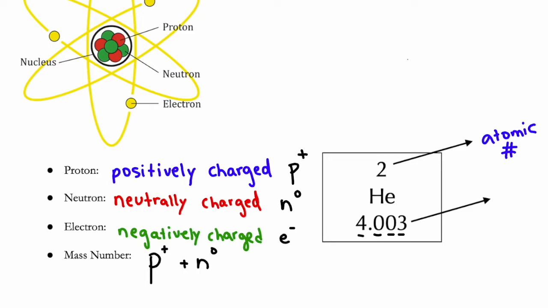There are probably helium atoms that might also have a mass of 5. But what we did to get this 4.003 is we averaged all of the different mass numbers that are found for helium. So this number here is the average atomic mass. And you will learn how to calculate this later in this unit. But for right now, just know that the average atomic mass is the average of all of the different mass numbers that exist. And mass number is simply the number of protons and neutrons.